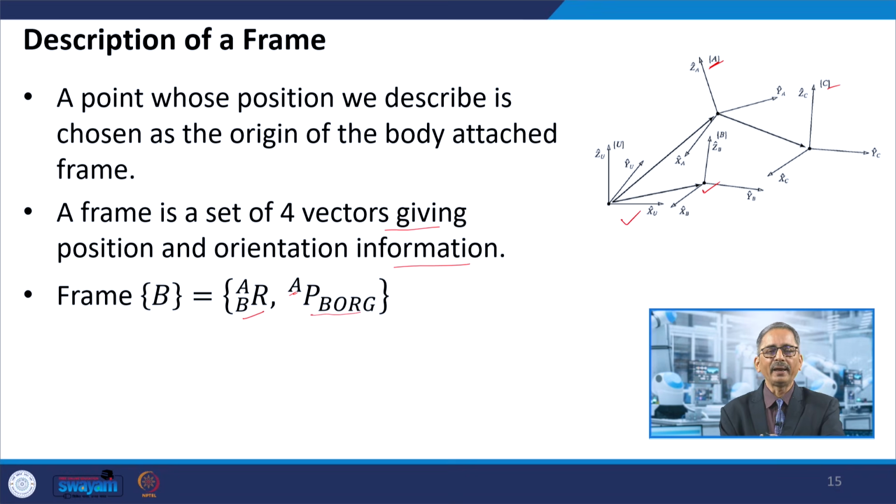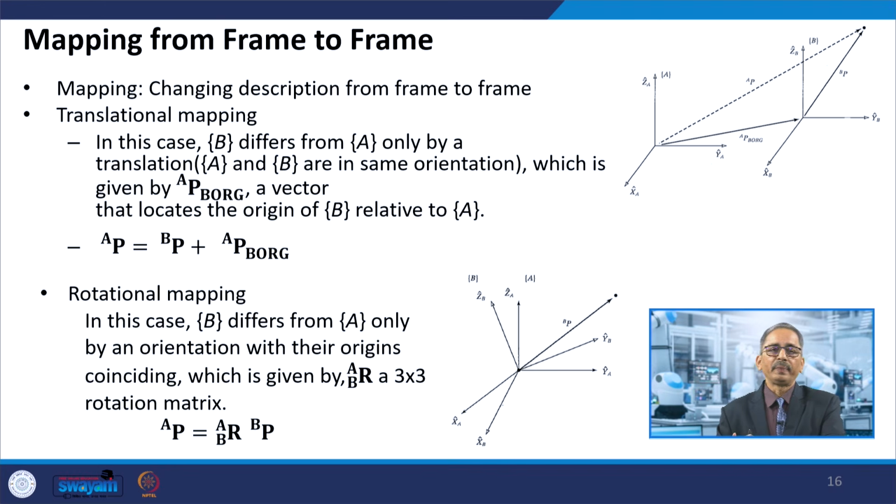So, this way I give the complete description of say frame B. I am giving how the origin of frame B is located with respect to frame A, and I am also telling how the frame B, or rather the axes of frame B, are oriented with respect to frame A with the help of this rotation matrix. Okay. Now, let us see the mapping from frame to frame.